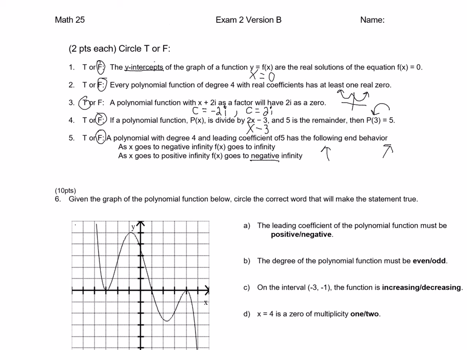Again, I think the most confusing part is number 4. If they would have said, if you have a polynomial function p of x divided by x minus 3 and 5 is the remainder, that would imply this right here. But this is only true when there's a 1 right here. We can't have any other number. So that 2 messed everything all up.